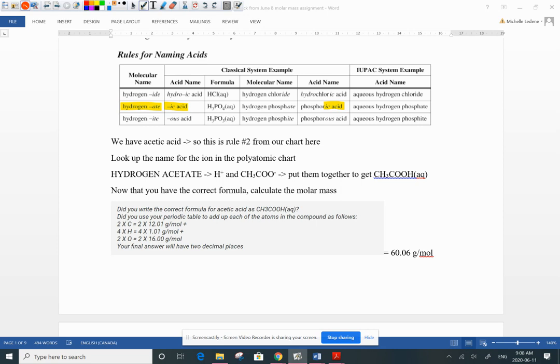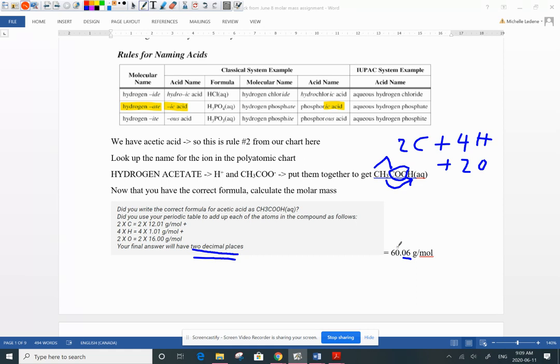Now, once you have the correct formula, and that was the biggest step here, then you calculate the molar mass. There's 2 carbons. You look up carbon on your periodic table and that's 12.01. So 2 times 12.01, plus there are 4 hydrogens, 3 here plus that one more. So we count up: 2 carbons, 4 hydrogens, and how many O's? There are 2 O's. We look up each of those on the periodic table, add them together, and then don't forget that your final answer, like every time we are writing molar mass, has to have 2 decimal places. So it's going to be 60.06, and that's what you have to enter into the numerical.